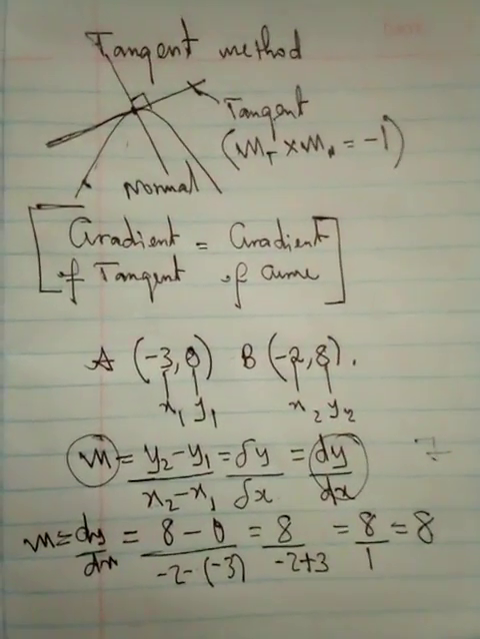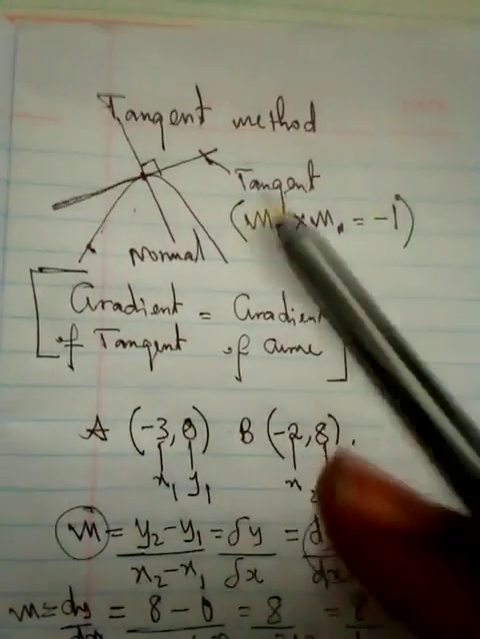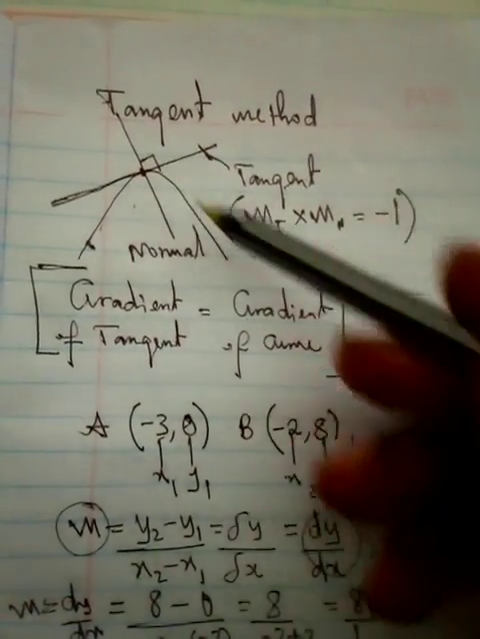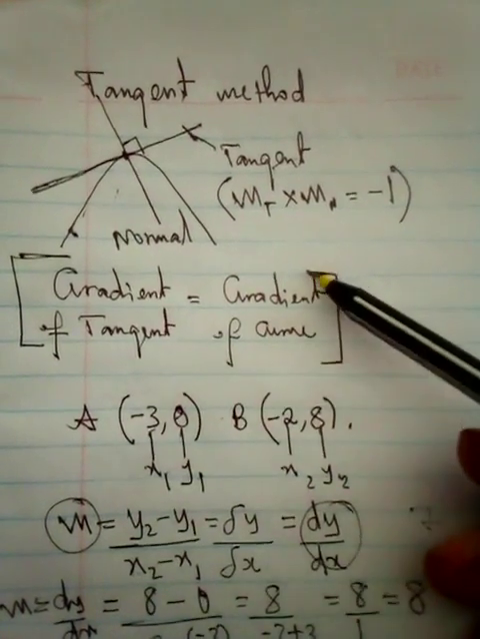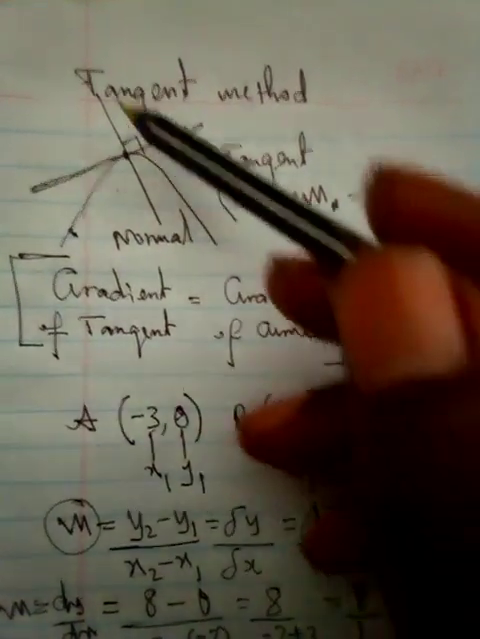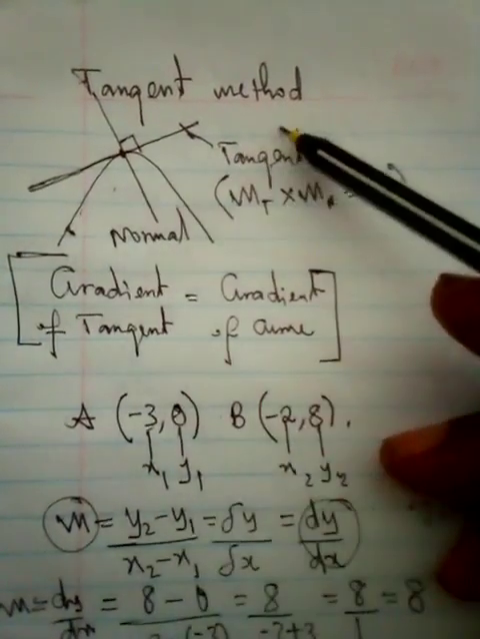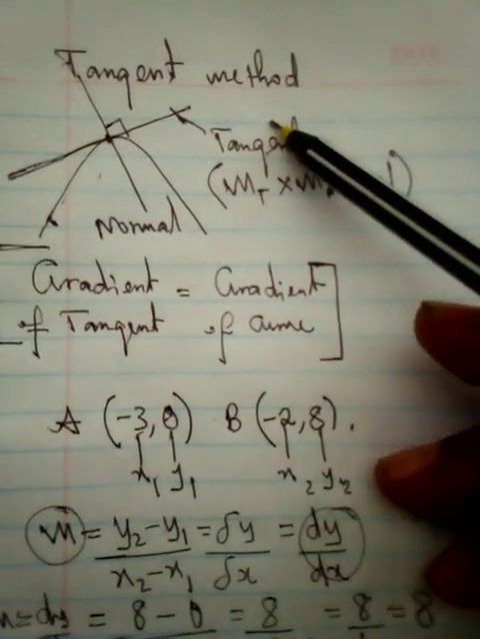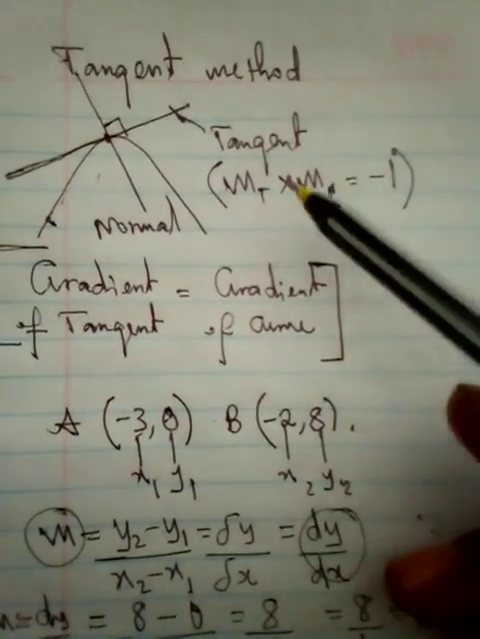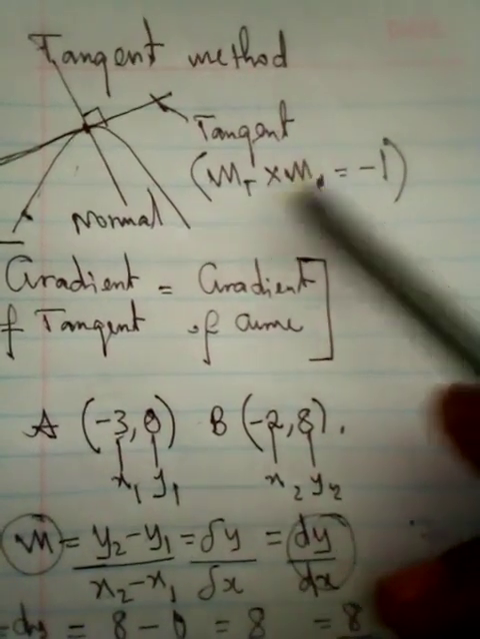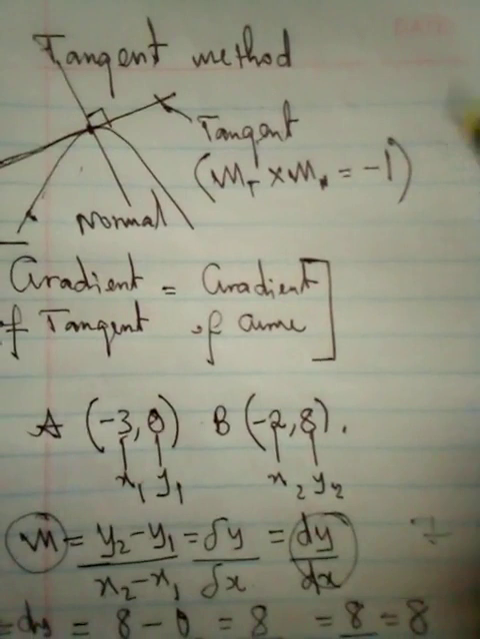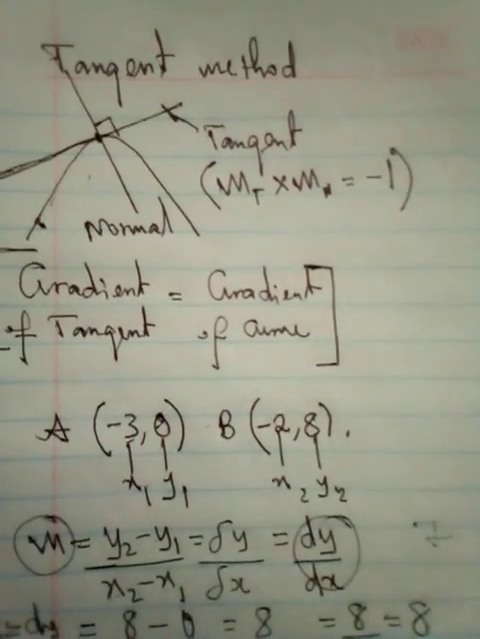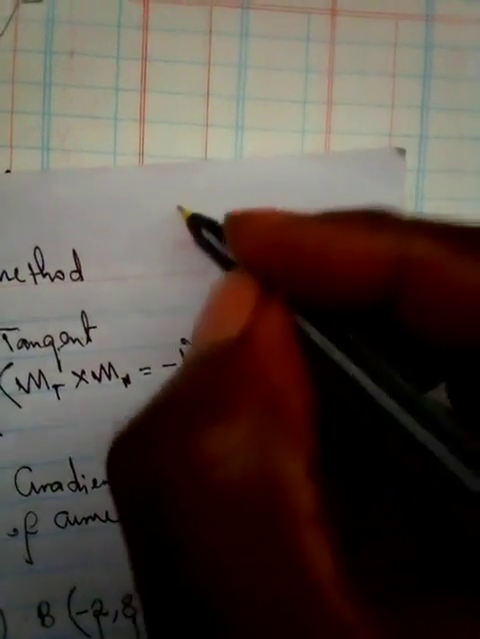The values are agreeing. So don't forget, one more time, at the point where the tangent and the curve meet, the gradient of the tangent and the gradient of the curve are the same. However, the gradient of the tangent and the gradient of the normal are not equal. They are not the same. If you multiply their values, the answer always comes out as negative 1. Okay, the value always comes out as negative 1.